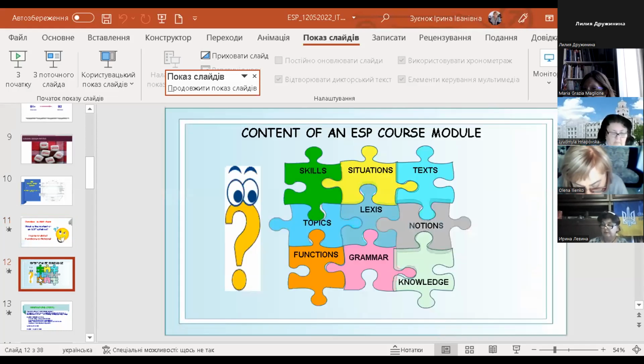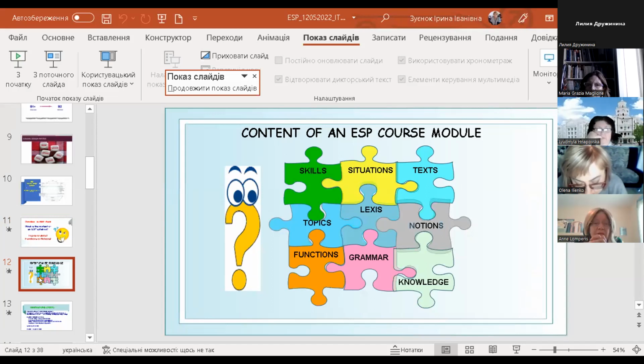Hope you will agree that skills, situations close to real life, texts of the genres typical for this or that specialism area, vocabulary used in them, topics on basics in the study, the notions used, functions and functional exponents, grammar knowledge make the content of an ESP course. But the main problem is that in real life, they do not exist separately. That is why I show them as a puzzle.